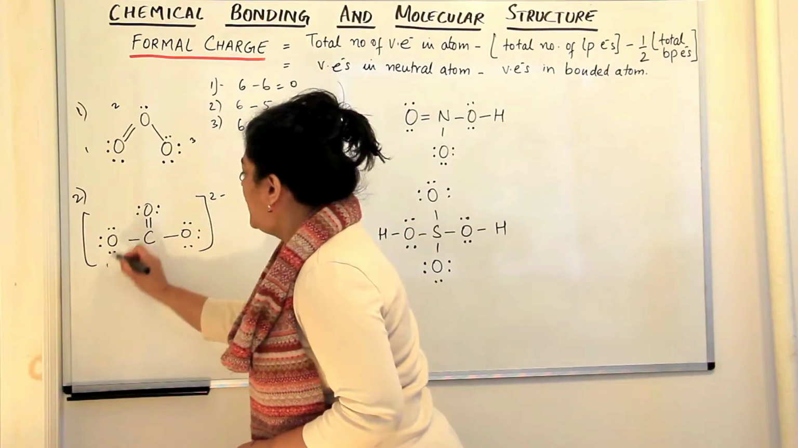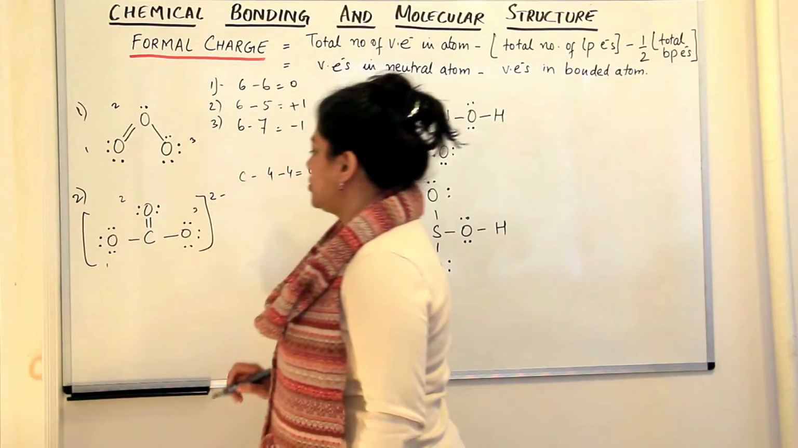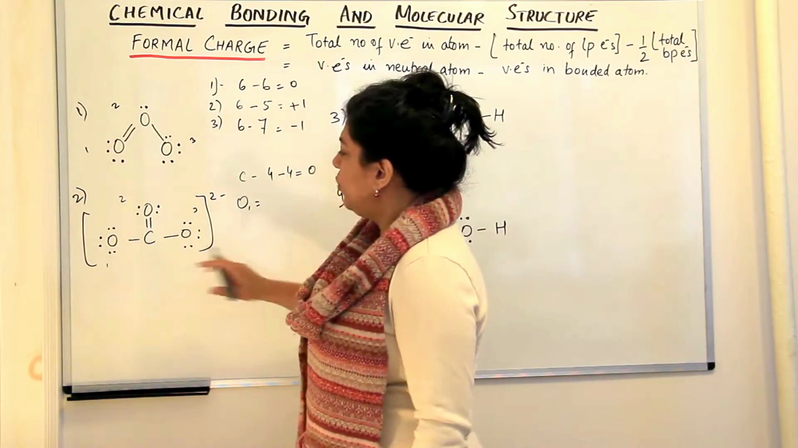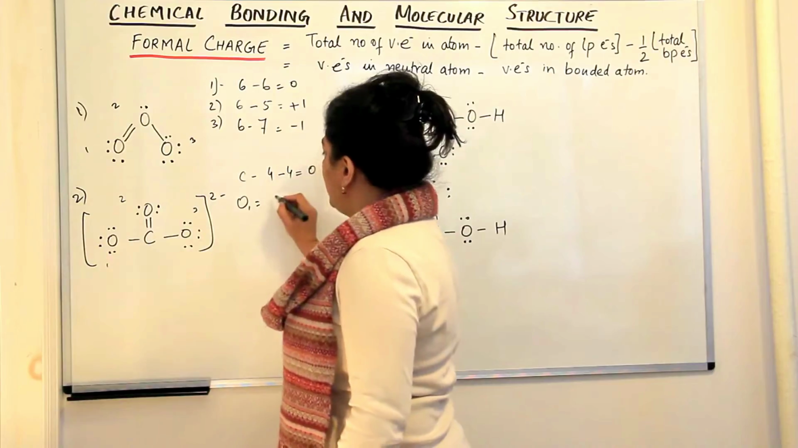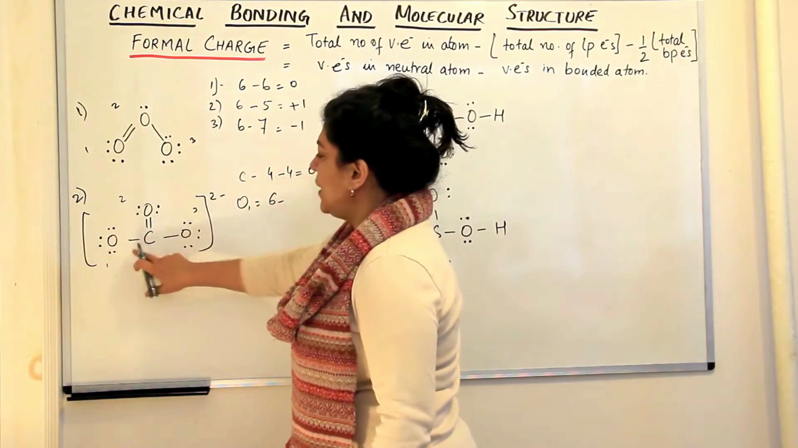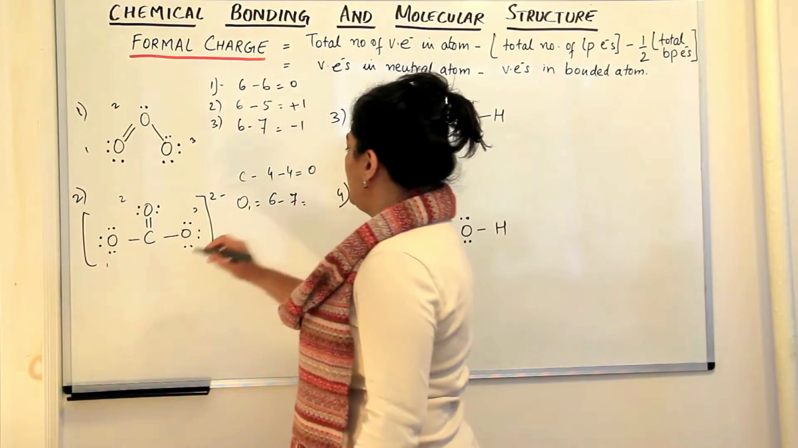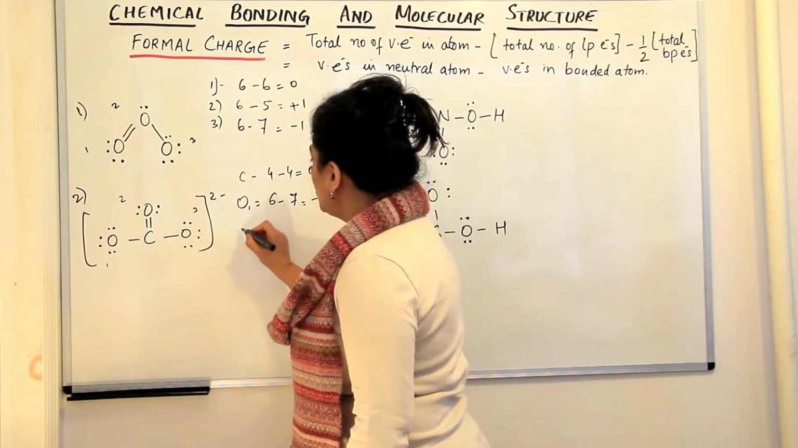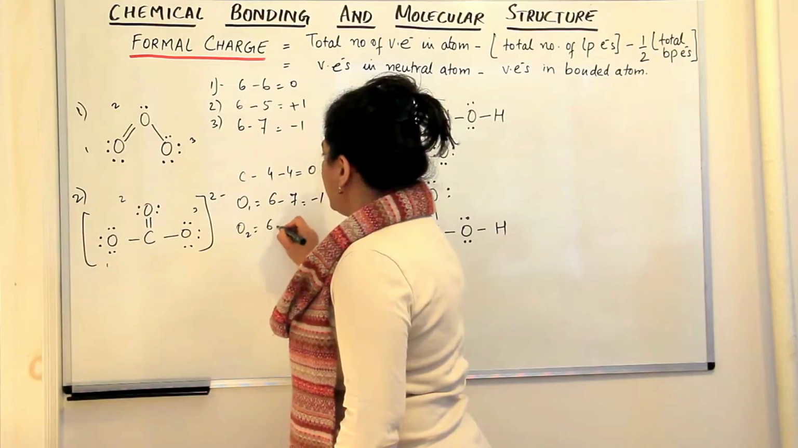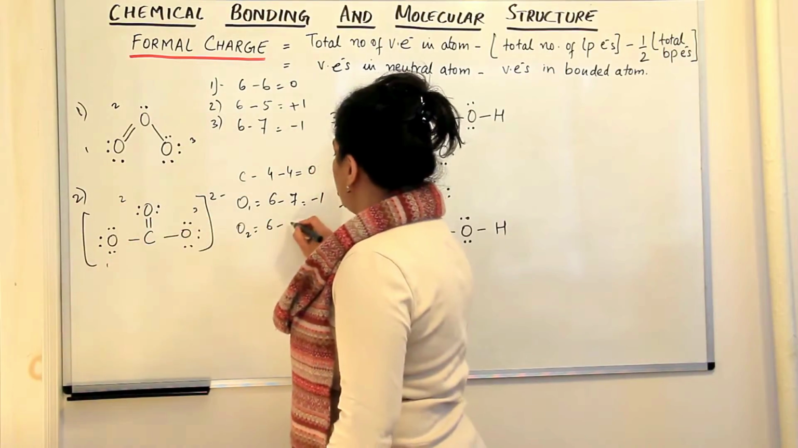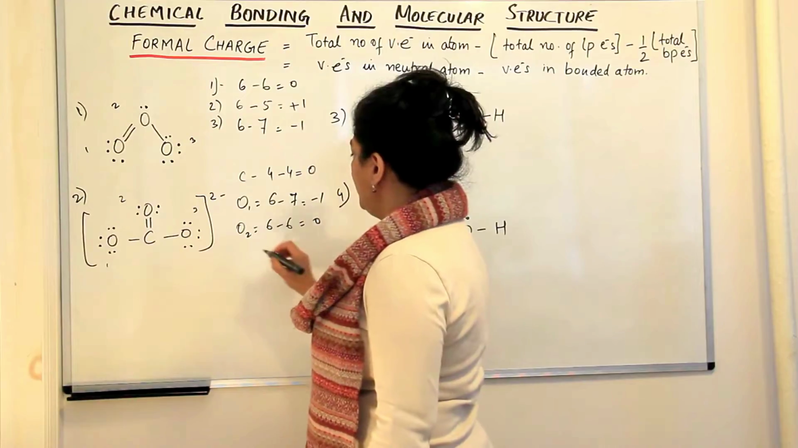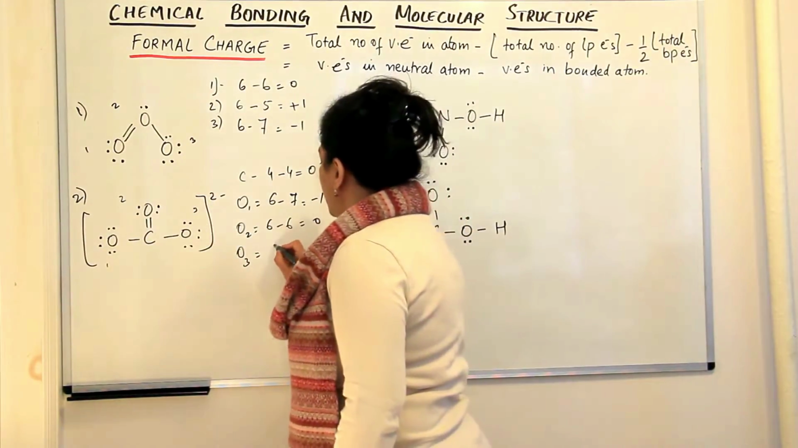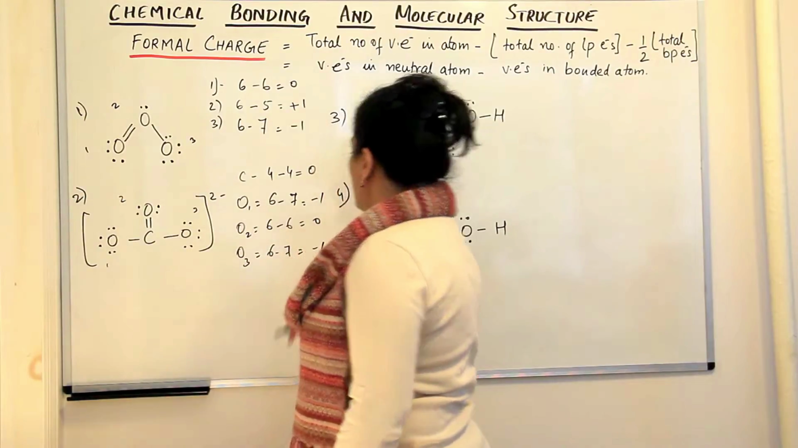Now let's call these 1, 2 and 3, the 3 oxygens. So the first oxygen, oxygen 1, what will be the formal charge? 6 minus 6 plus 1, 7. So 6 minus 7 would be minus 1 charge. Oxygen 2 would have 6 minus 4 plus 2, 6. 6 minus 6 is equal to 0. And oxygen 3 should have a charge of 6 minus 7, which is equal to minus 1.